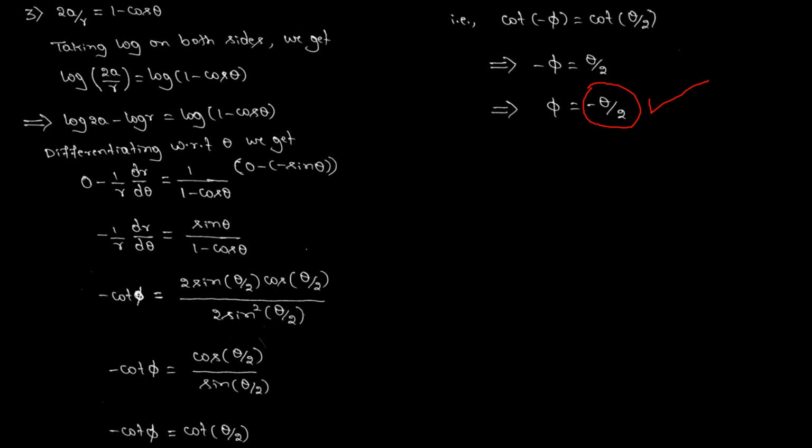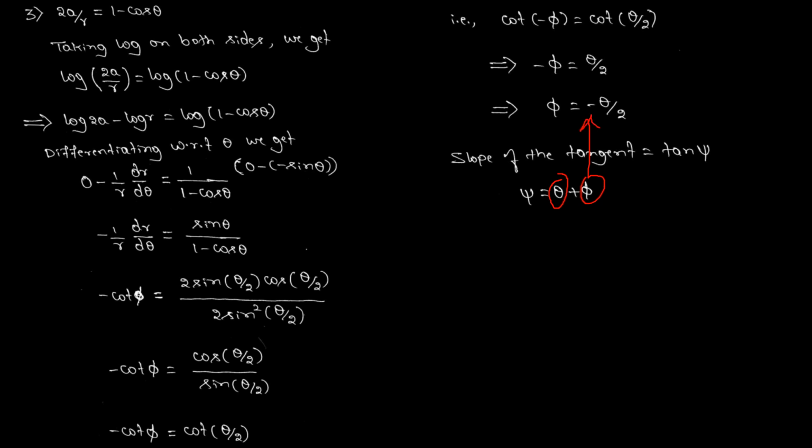Now let us go for the slope of the tangent. Slope of the tangent is tan psi, where psi is given by theta plus phi. Theta is already given in the question. Phi we will substitute from the above. Let us substitute. Theta is this 2 pi by 3, and phi is minus theta by 2. Now let us substitute the theta value even here also.